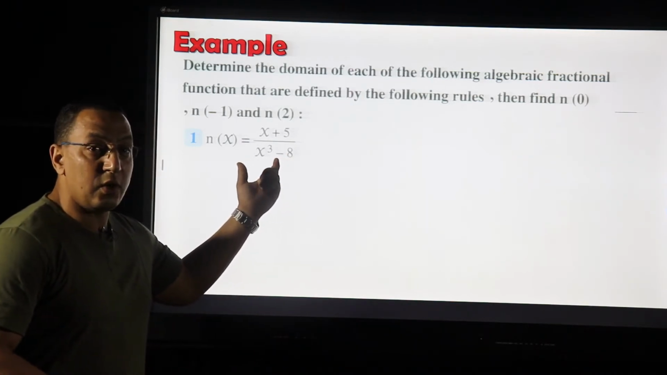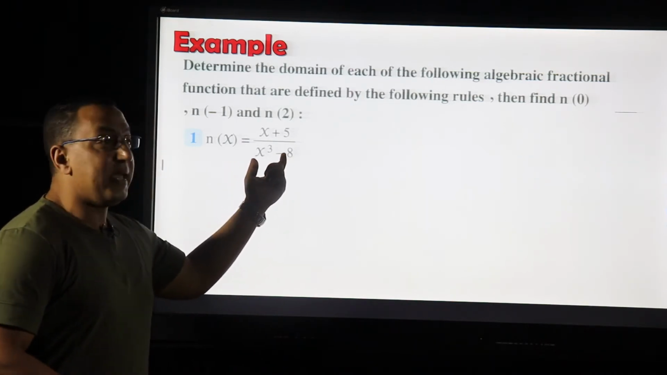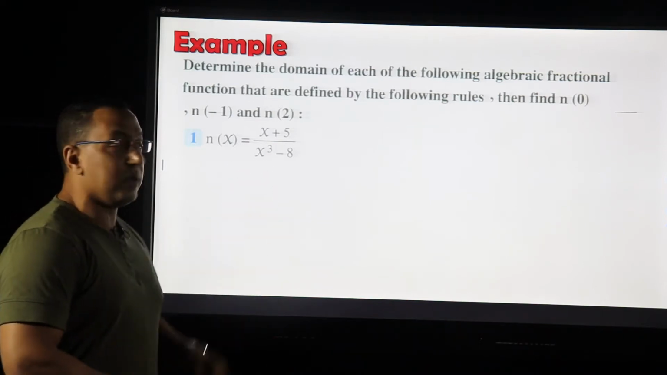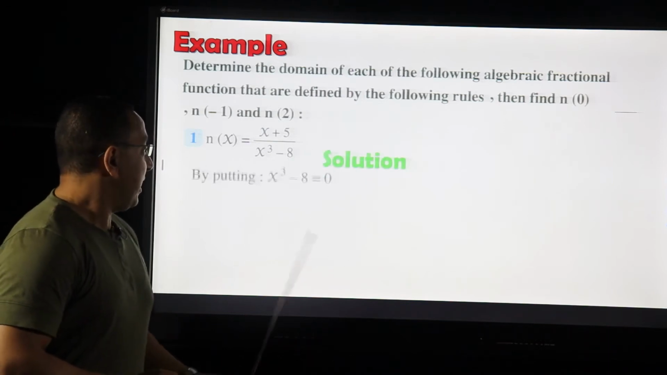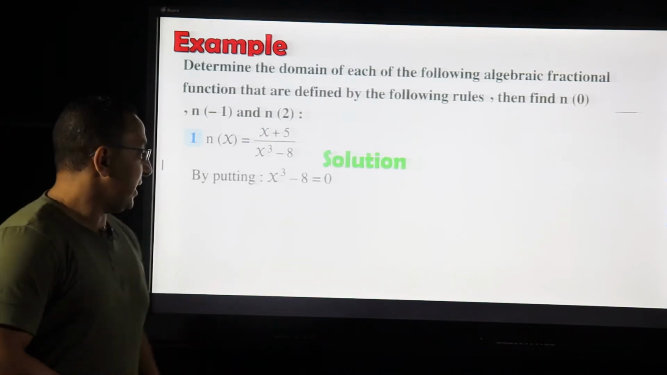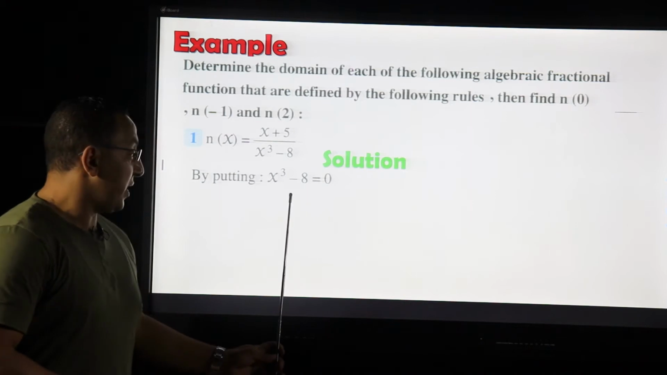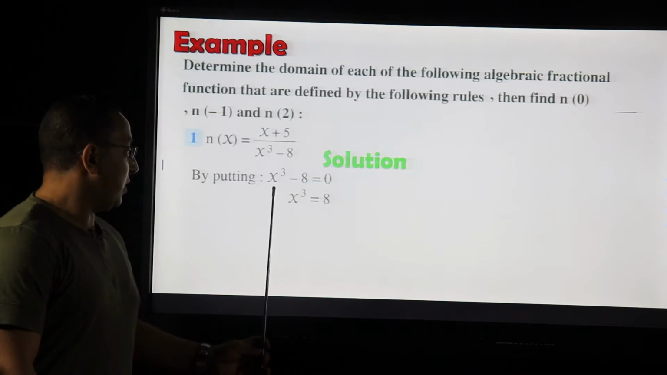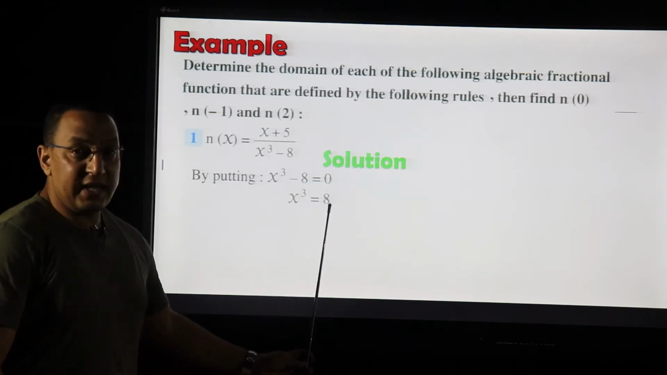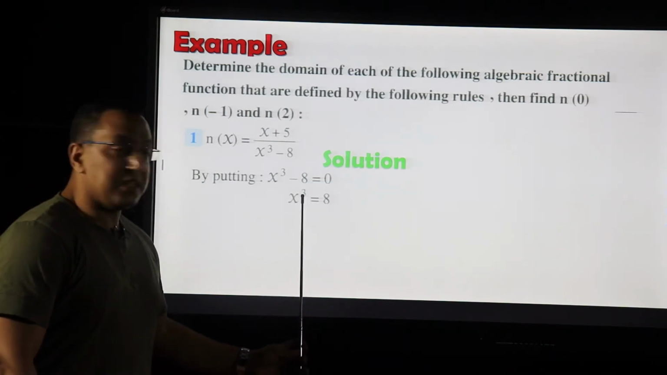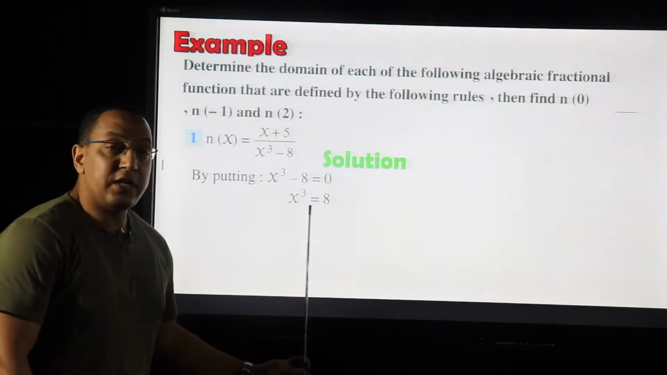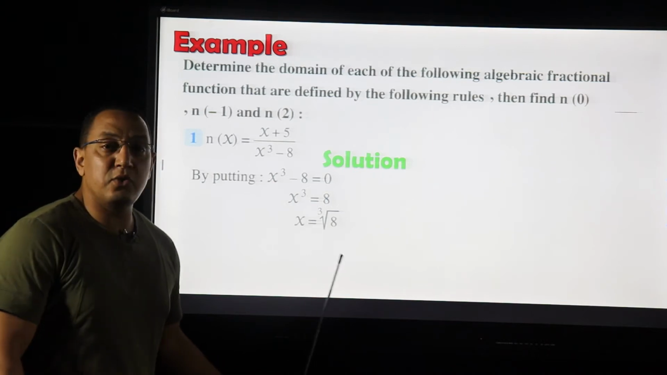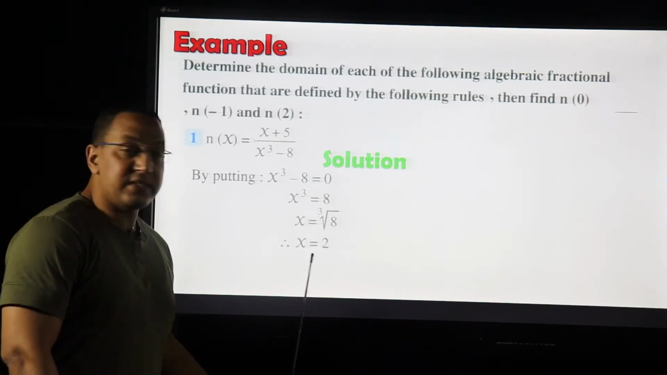I need the denominator, so I'm going to find the zeros of the denominator, the values which make the denominator equal 0. Like this, x to the power of 3 minus 8 equals 0. To solve this equation, I'm going to send 8 to the right side, so x to the power of 3 equals 8. Now I'm going to take the cubic root of the number 8. The cubic root of 8 is 2, so x equals 2.